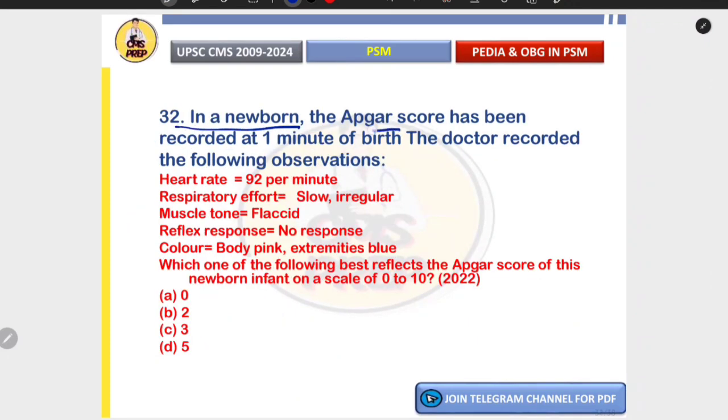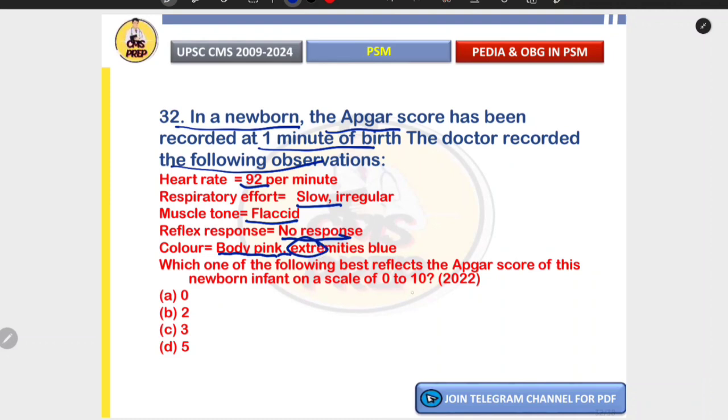In a newborn, Apgar score has been recorded at 1 minute of birth. The doctor recorded the following observation: heart rate 92, respiratory effort slow irregular, muscle tone is flaccid, reflex response is no response, and the color of body is pink and extremities are blue.